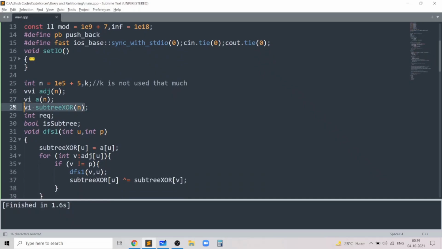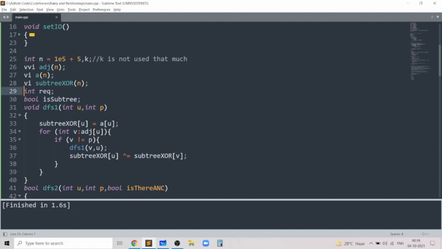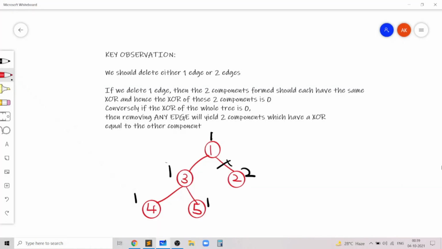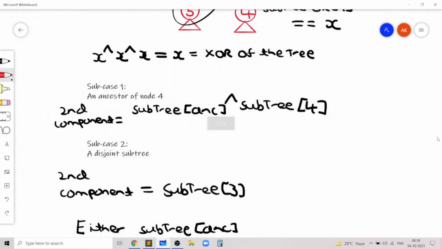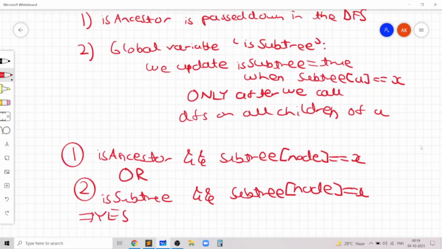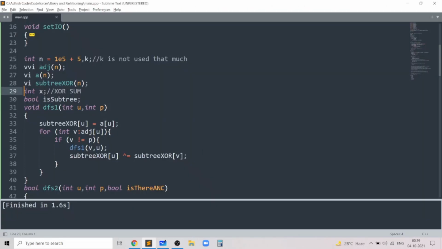Then I store the subtree XOR of each node. I store x to be the XOR sum, and I store is subtree to be the variable which I just mentioned. So I just mentioned that is subtree is a global variable, so that's what we'll be storing. Then the first DFS which computes the subtree XORs is the DFS1. So it computes subtree XORs of all subtrees using dynamic programming.